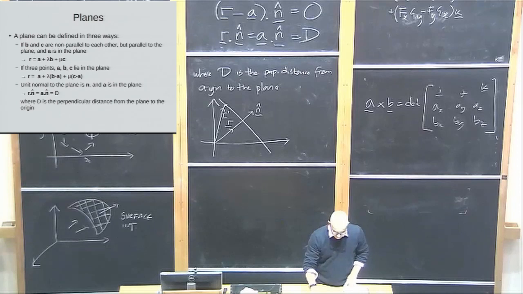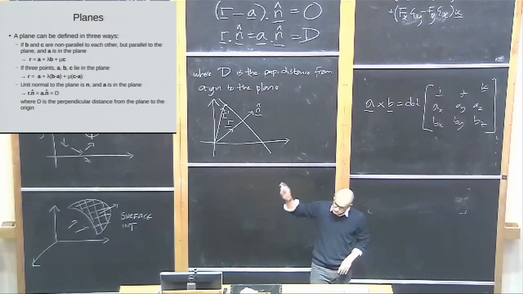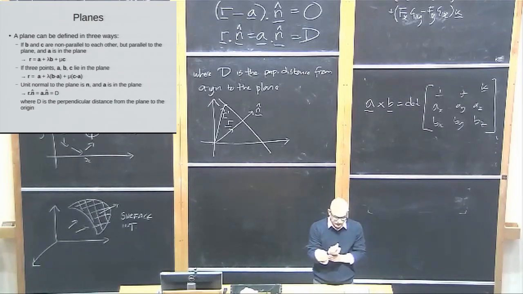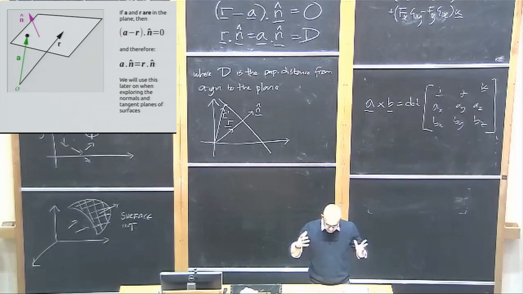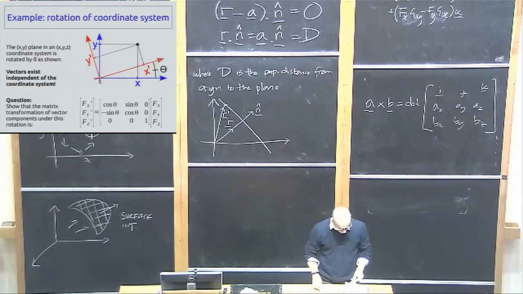Okay, and these things I said, all right, so a plane can be defined in 3 ways, which I've gone through on the board, and this is in the notes as well. And this is the reason why it works for the perpendicular distance to the plane. Okay, so here's an example then.